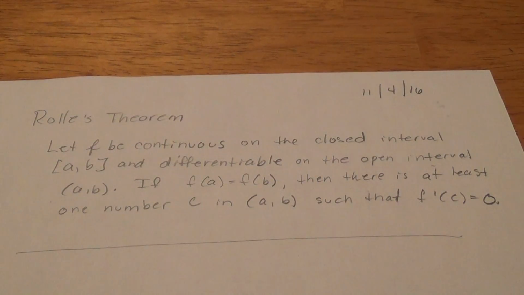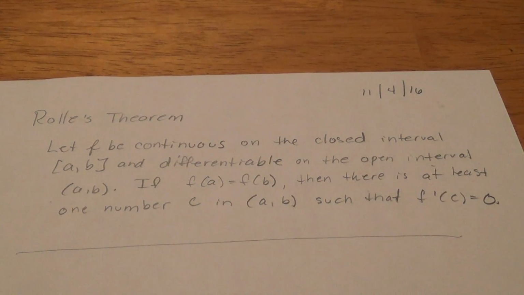or doesn't exist. So what Rolle's theorem does is give conditions that guarantee the existence of an extreme value in the interior of the closed interval, not at the endpoints. Let's write down Rolle's theorem while I go on. You can pause the video.